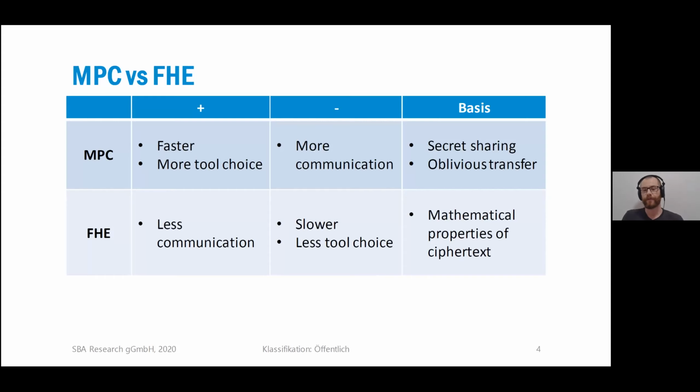And fully homomorphic encryption has less communication because, let's say you have your data and you want to outsource the computation, then you just encrypt your database, you send it to the cloud provider, and then they do their thing, and you just have to communicate when you return results. Everything else in between doesn't need communication. But the downside is that currently it's still a lot slower, and there's less tool choice.